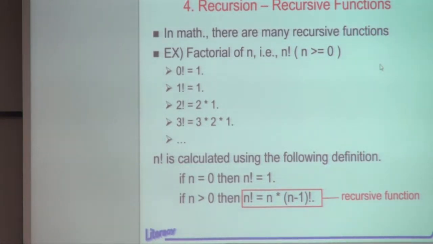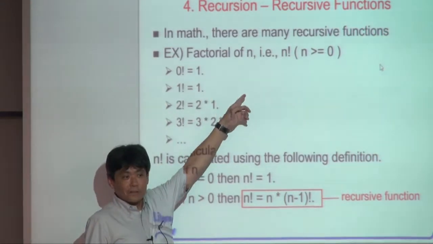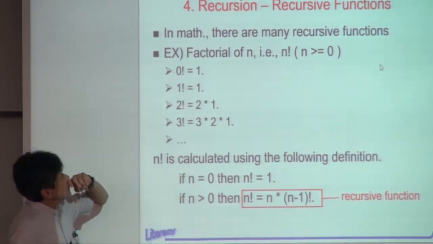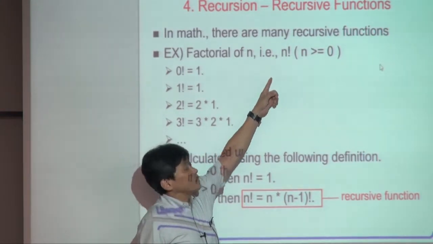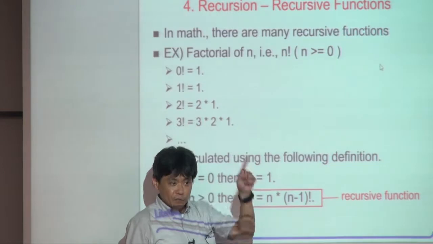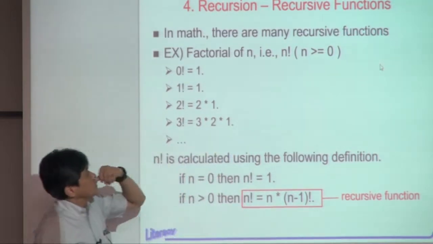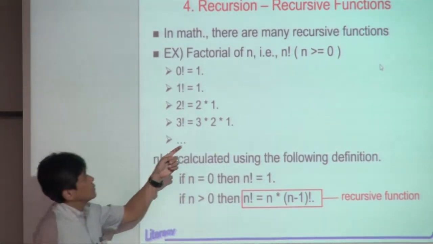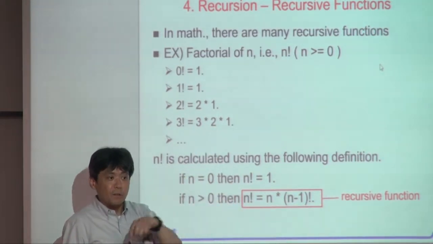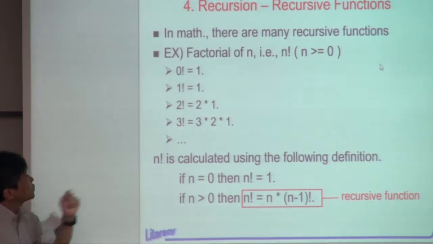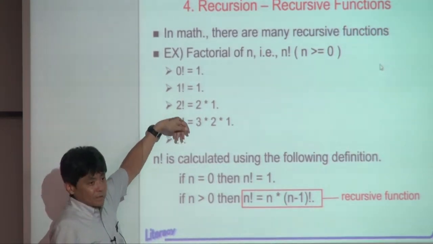In mathematics, there are some recursive functions. For example, factorial. Do you know factorial? Maybe no. Usually, n factorial is represented as n followed by an exclamation mark. The range of the n value is 0 to any integer number. So this is the definition of a factorial.